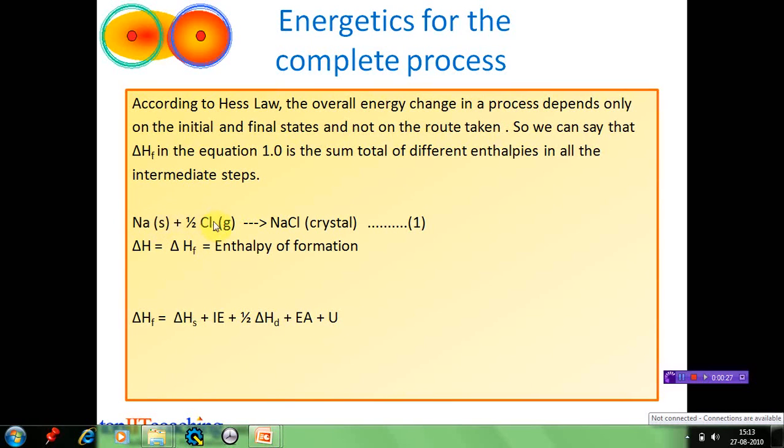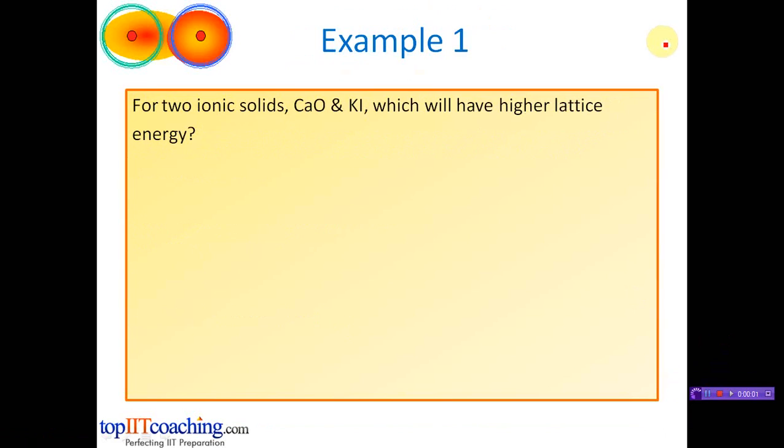I hope you remember this was the first equation we discussed, in which solid sodium and chlorine in its gaseous state combine to form sodium chloride crystals. And the enthalpy change in this reaction is the enthalpy of formation. So, as per Hess's law, enthalpy of formation is the sum total of enthalpy of sublimation of sodium, ionization energy of sodium, half of the dissociation enthalpy of chlorine, electron affinity of chlorine, and lattice energy of sodium chloride.